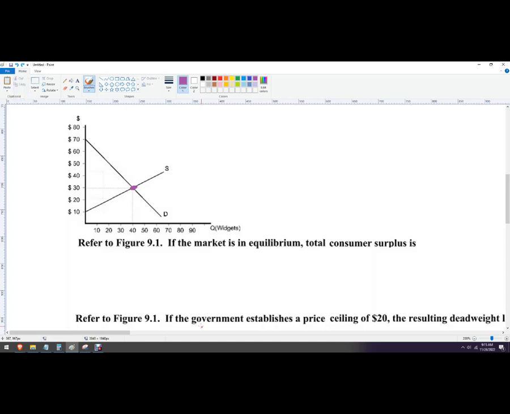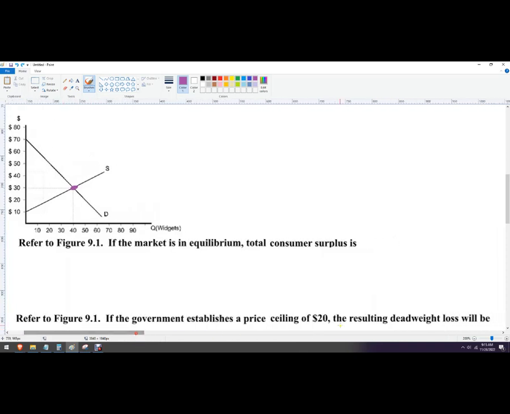In this video, we're going to find the consumer surplus and then the deadweight loss if the government sets a price ceiling of $20. So first thing we want to recognize, what is the equilibrium price and quantity in this market? So the equilibrium price is 30. Equilibrium quantity is 40. So the consumers are going to buy 40 units. The sellers are going to sell 40 units.